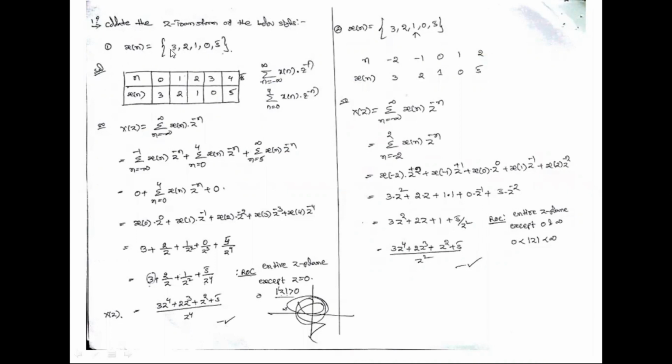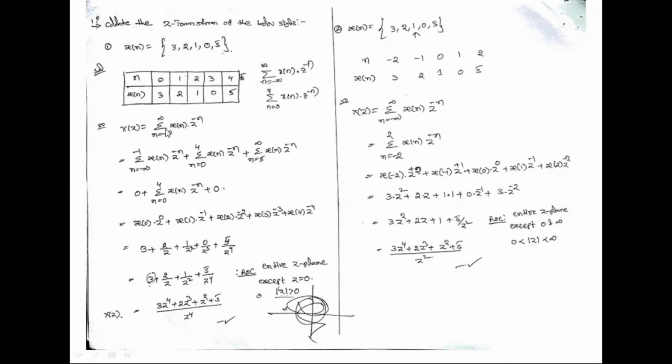So the first one is x of n, given as the sequence 3, 2, 1, 0, 5. Without any arrow mark, the first value is at n is equal to 0. So x of n at n equal to 0 is 3, at n equal to 1 the value is 2, and at n equal to 2 the value is 1, and so on. Okay.